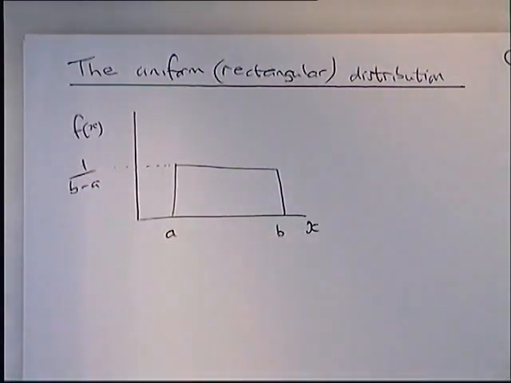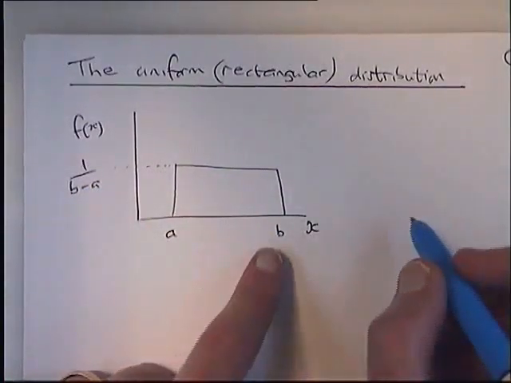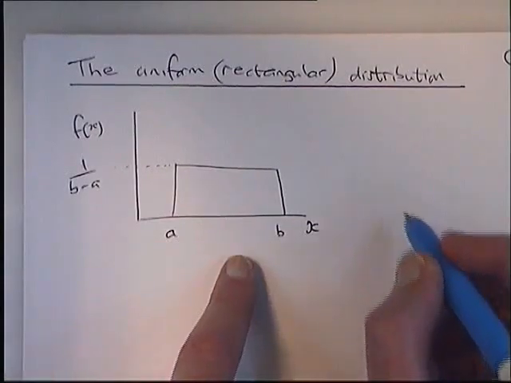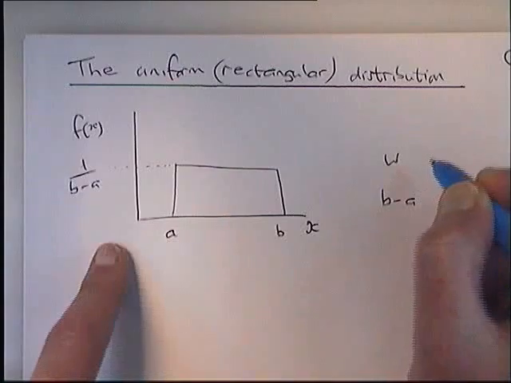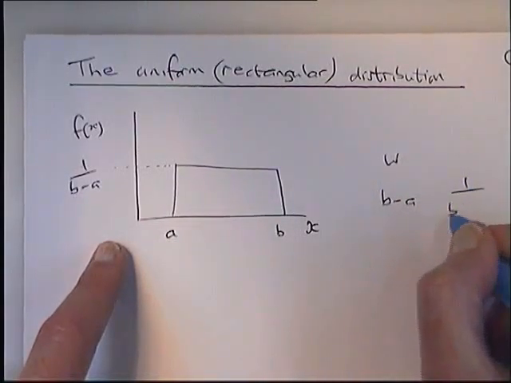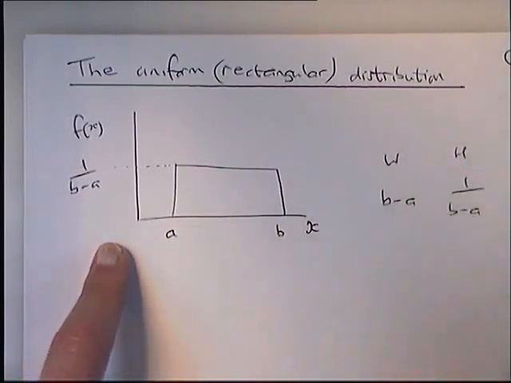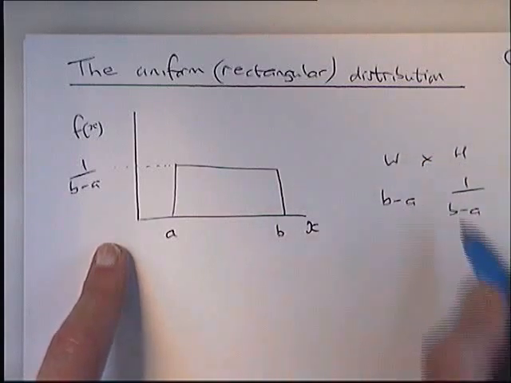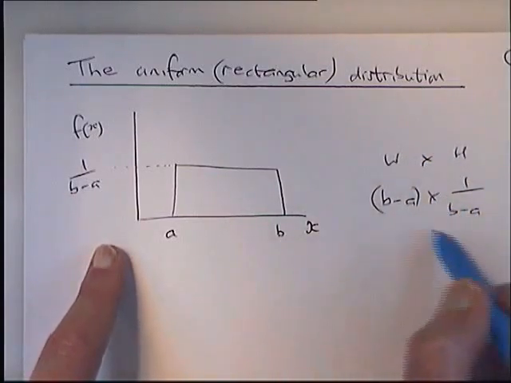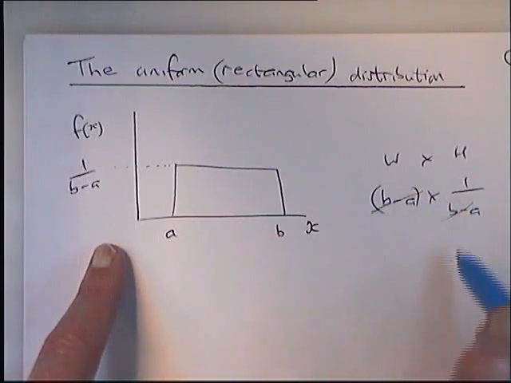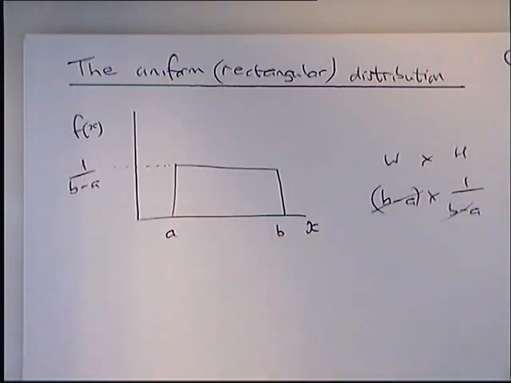So what we've got here, the width of that, from there to there, is B minus A. That's the width. The height is 1 over B minus A. That's the height. And if we times those together, we should get 1. I may need to put some brackets in here. If I times those together, that will cancel with that, and I will get the area of 1, so that works. So that's the graphical representation of the rectangular distribution.